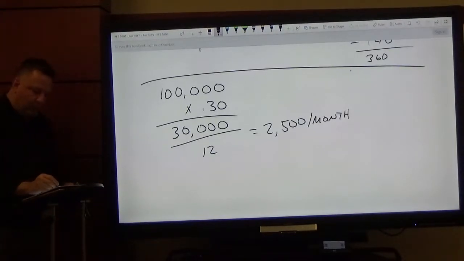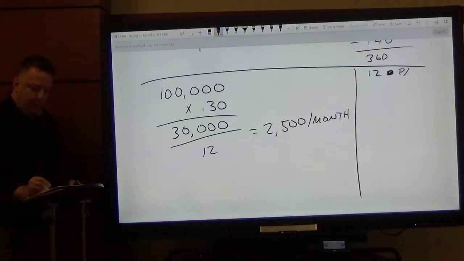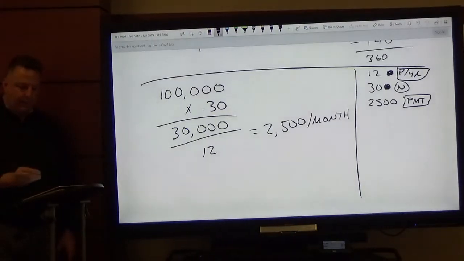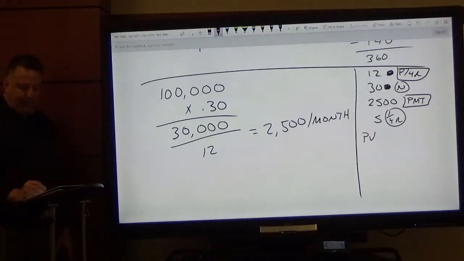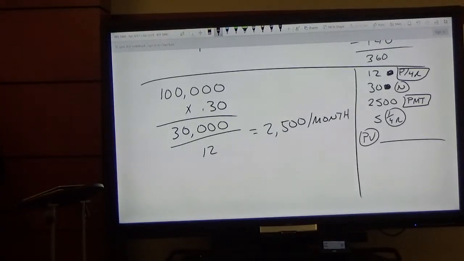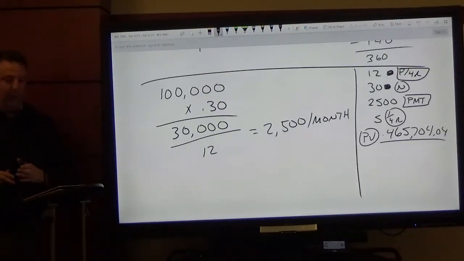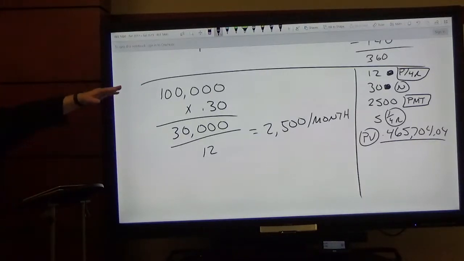Now we create a mortgage: 12 payments per year, 30-year term, 360 months, and we put in $2,500 as our payment amount. That's the amount we can afford for our mortgage. Now, let's say interest rates on mortgages are currently 5%. What would that mean the mortgage value of that property would be? $465,704.04.